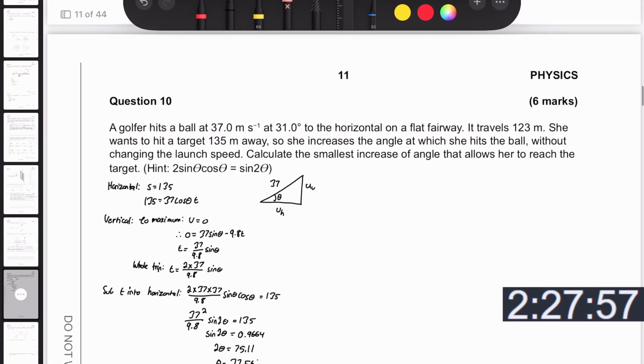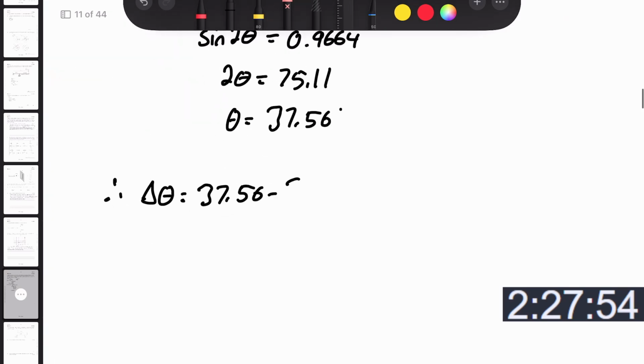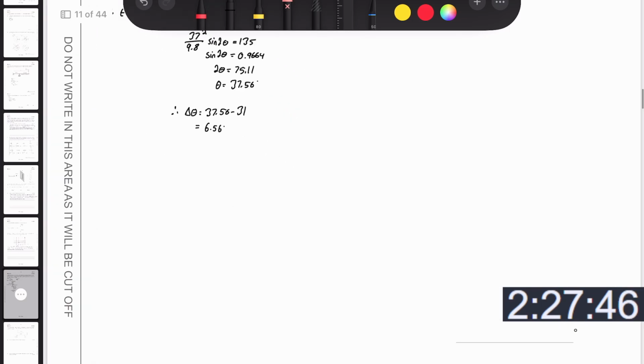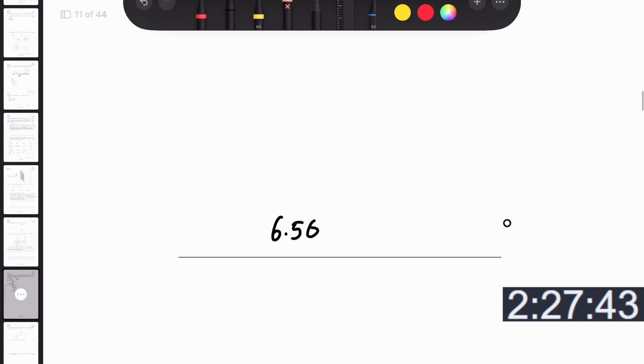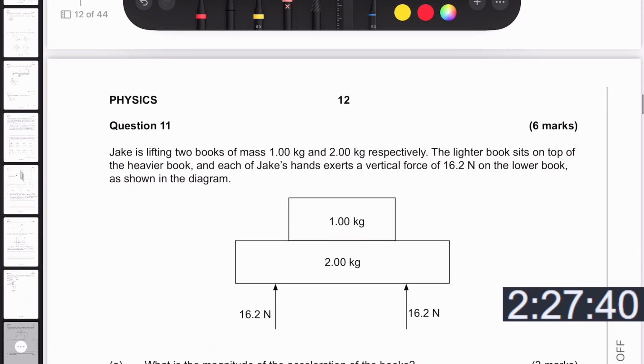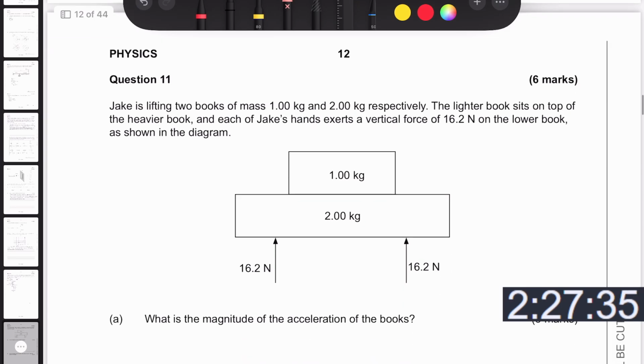So it's 37.56 minus 31, which is equal to 6.56 degrees. Excellent. Jake is lifting 2 blocks of mass, 1 kilogram and 2 kilograms respectively. The lighter book sits on top of the heavier one, and each of his hands can exert a vertical force of 16.2, shown in that diagram. What is the magnitude of acceleration of the books?